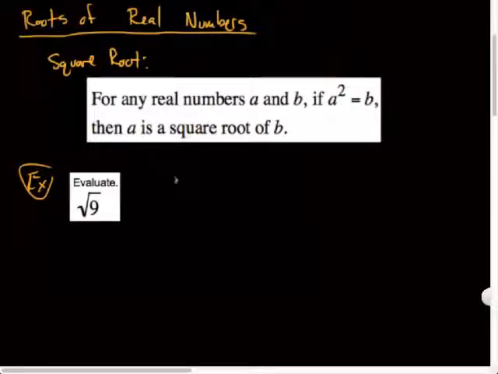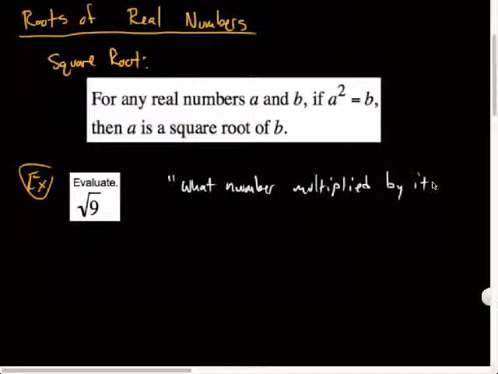Actually, we'll even write that down. This is asking the question, what number multiplied by itself is 9? All right, so that's the question it's asking us. And when thinking about this definition, I'm thinking of what squared is equal to 9. So what would go here?